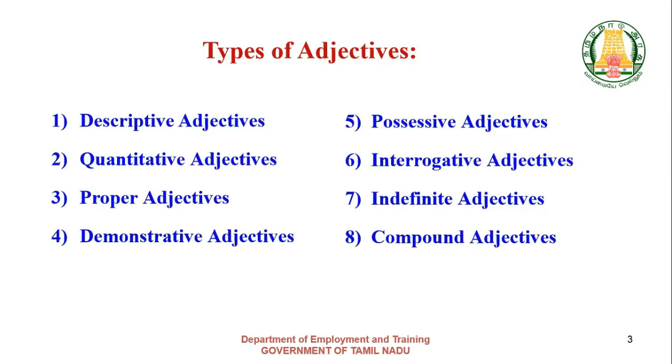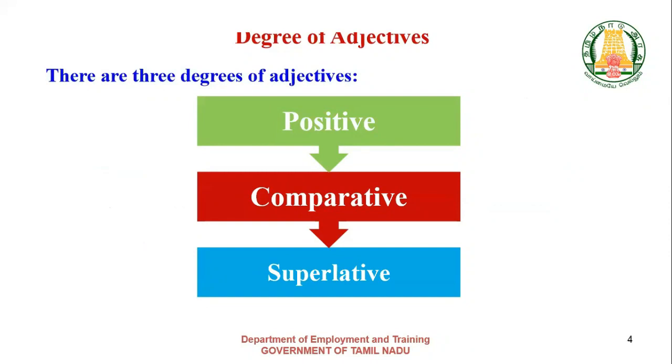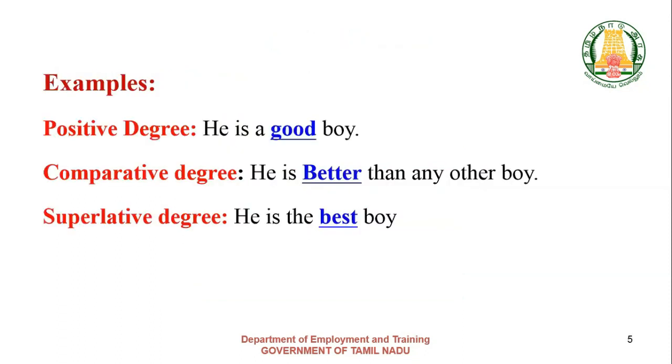These are the types of adjectives. They are descriptive, quantitative adjectives, proper adjectives, demonstrative adjectives, possessive adjectives, interrogative adjectives, indefinite adjectives, and compound adjectives. Now, based on these adjectives, we have just 3 degrees. The first one is positive, the second one is comparative, and the third one is superlative. Right. And let us have examples for these 3 degrees.